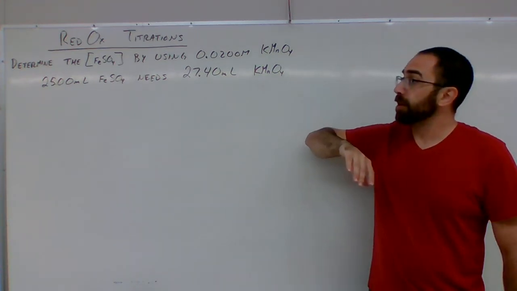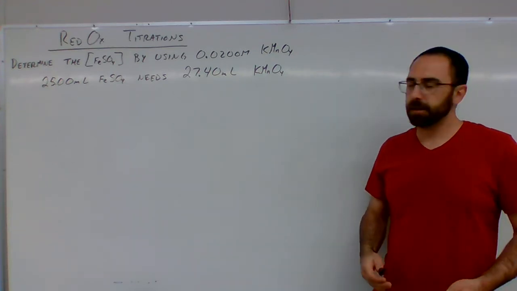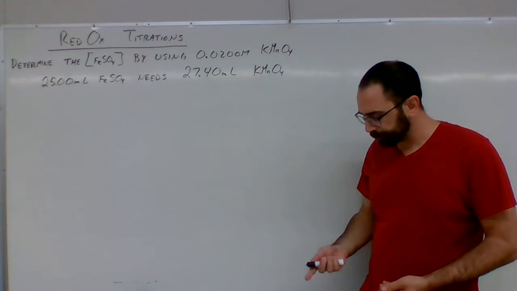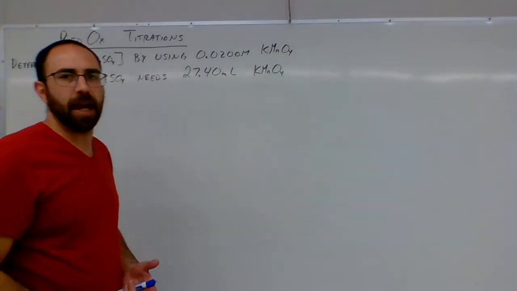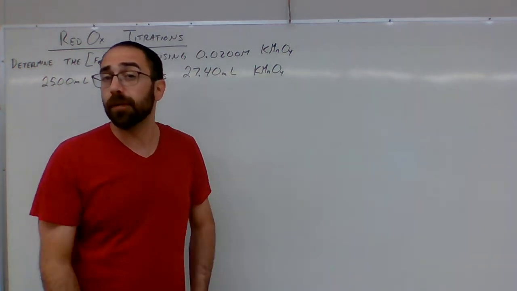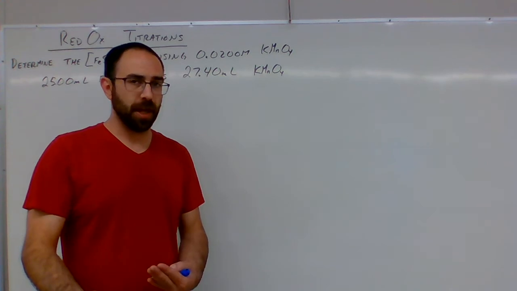25 mL of the iron sulfate needs 27.4 mL of the potassium manganate, or permanganate. Now, a lot of times we'll give you the basic reaction you'll have to balance out, or sometimes we'll even give you the full reaction already balanced out, and you just have to do the calculations. I'm going to do both steps.